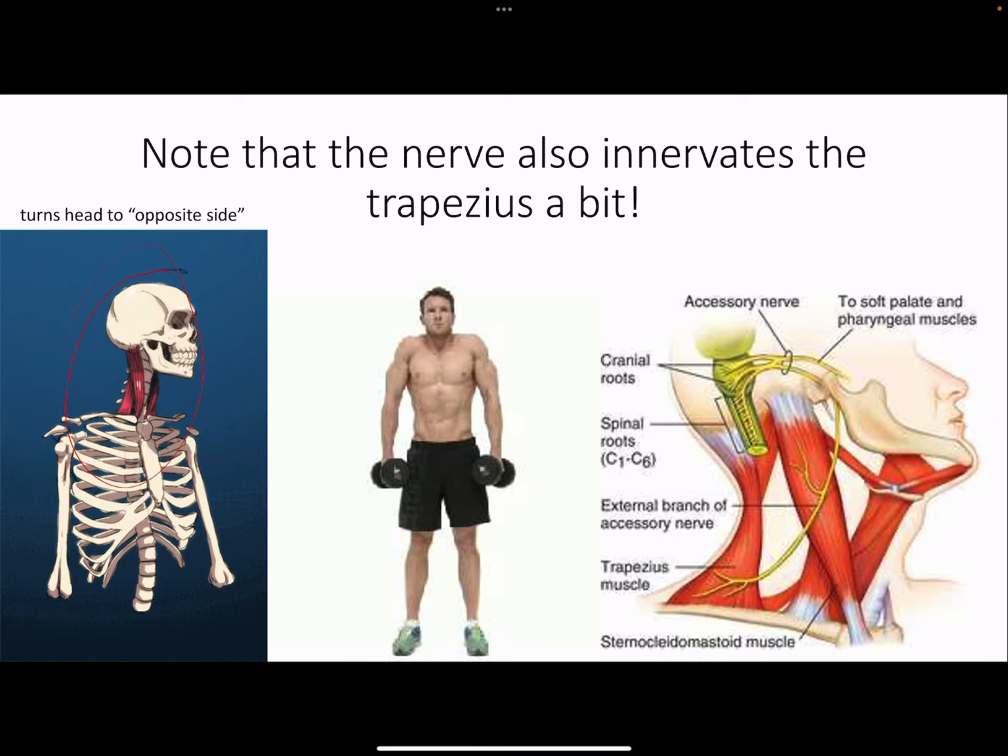So it's the SCMs for turning your head. This would be the right SCM from the right accessory nerve, helping turn the head to the left. And then we have the trapezius muscles, which are also going to be a little bit innervated by the accessory nerve.